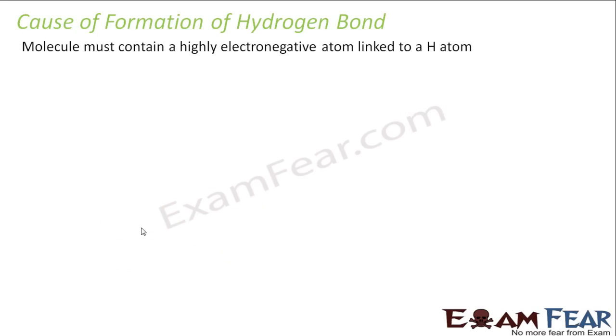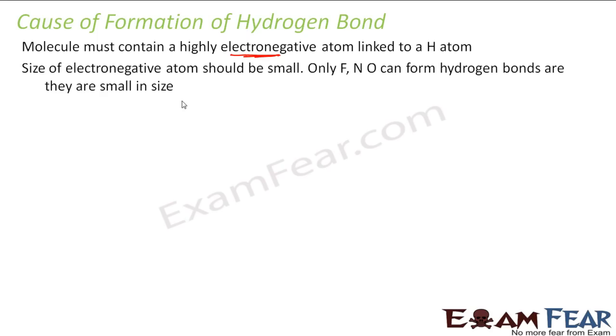Why do we have hydrogen bond? Molecules that contain a highly electronegative atom linked to a hydrogen atom, in that case, we have a hydrogen bond. And the size of the electronegative atoms will be very small. So that's why only fluorine, nitrogen and oxygen can form hydrogen bond, because they are electronegative plus their size is small. So please note, only fluorine, nitrogen and oxygen form hydrogen bond in a molecule which has a hydrogen atom and one of these atoms, fluorine, nitrogen and oxygen.